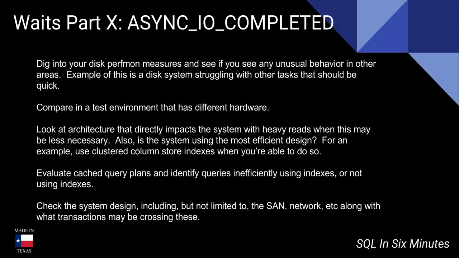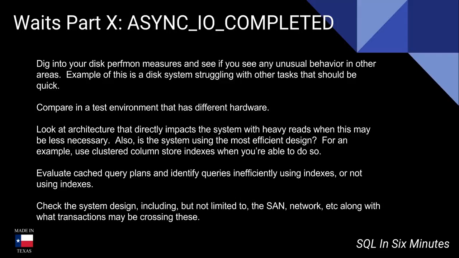In my experience, the clustered columnstore index is a lot simpler to maintain, and of course you're looking at more efficient storage, not only on the disk but also in memory, and that's going to drastically reduce the amount of disk usage when you look at systems that use it. Okay, digging further, of course, evaluate cached query plans and identify queries inefficiently using indexes or not even using indexes, like when they're using heaps.